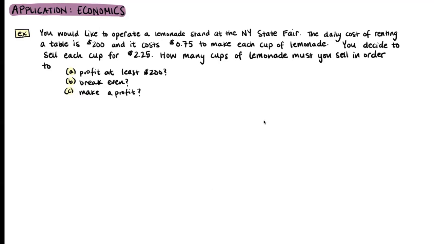All right, so this question says, you would like to operate a lemonade stand at the New York State Fair. The daily cost of renting a table is $200 and it costs 75 cents to make each cup of lemonade. You decide to sell each cup for $2.25. How many cups of lemonade must you sell in order to: first, profit at least $200; second, break even, we'll talk about what that means; and third, make a profit.